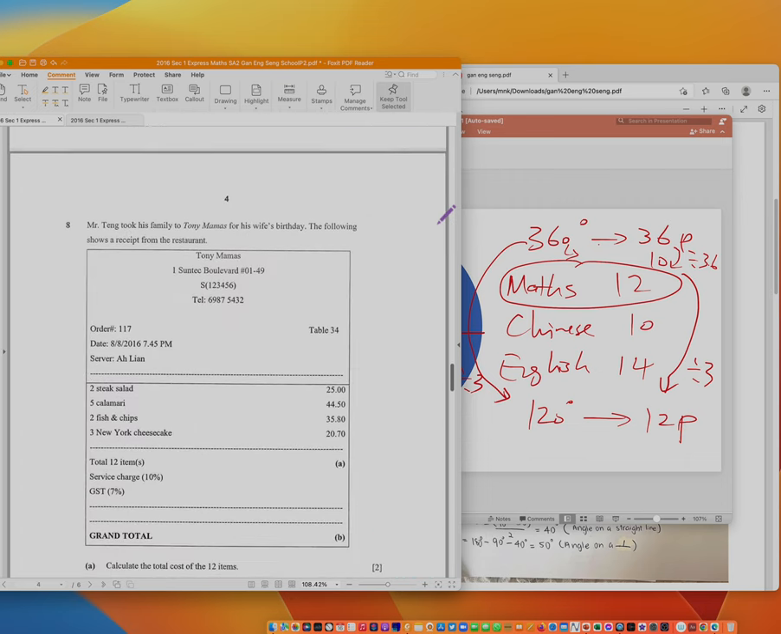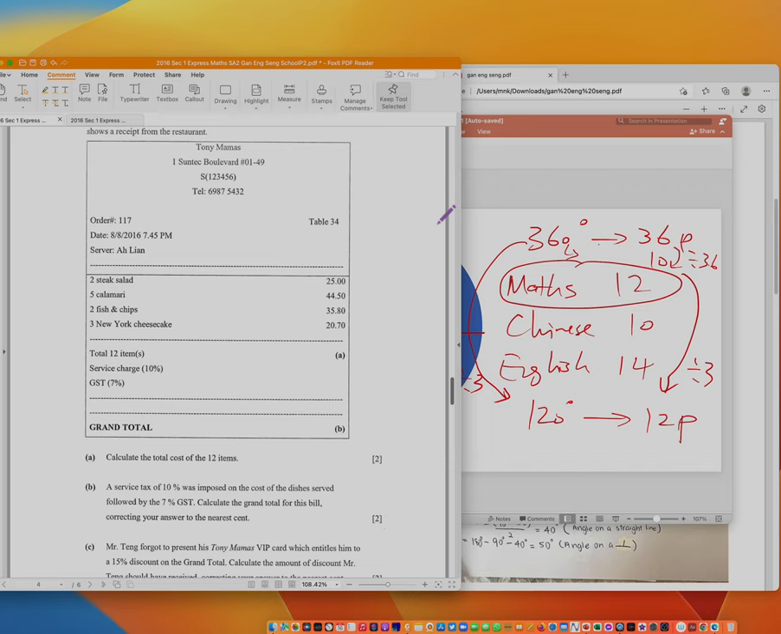A lot of problem with the angle. I want to talk about this 8 first. Actually, there is a very key word here: the 10% imposed, then followed by the 7%. You know what it means? Did we talk about it the other time?